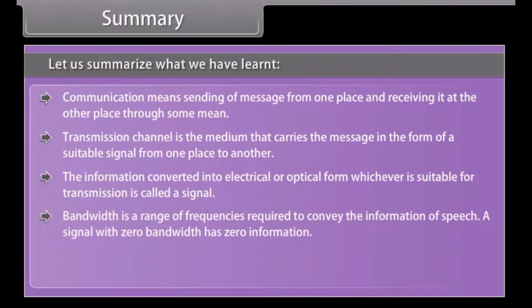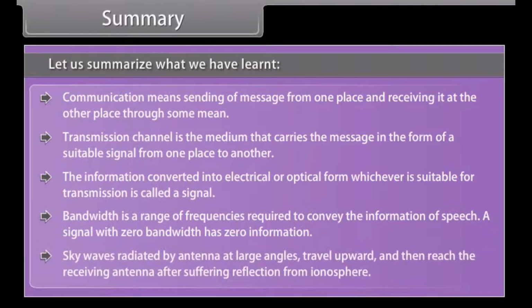Bandwidth is a range of frequencies required to convey the information of speech. A signal with zero bandwidth has zero information. Sky waves radiated by an antenna at large angles travel upward and then reach the receiving antenna after suffering reflection from the ionosphere.